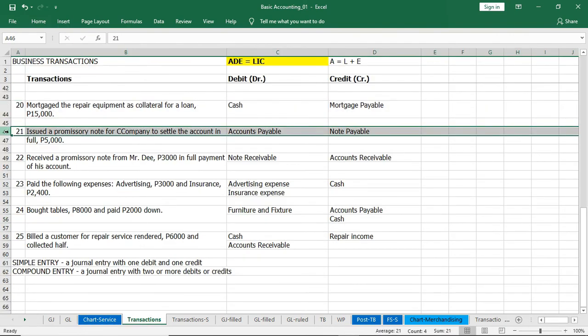Next transaction, issued a promissory note for C company to settle the account in full, 5,000. Ayan, so nag-issue ng promissory note. Kanina, accounts payable na siya, nung company. Pero siguro medyo napatagal, hindi agad nabayaran yung balanse. So, instead na pabayaan siyang accounts payable lang, nag-issue na ngayon itong company ng note payable. Kasi normally, yung note payable, may kakibat na siyang interest. Pag binayaran mo yung note payable, pag napatagal siya, sasamahan mo ng konting interest.